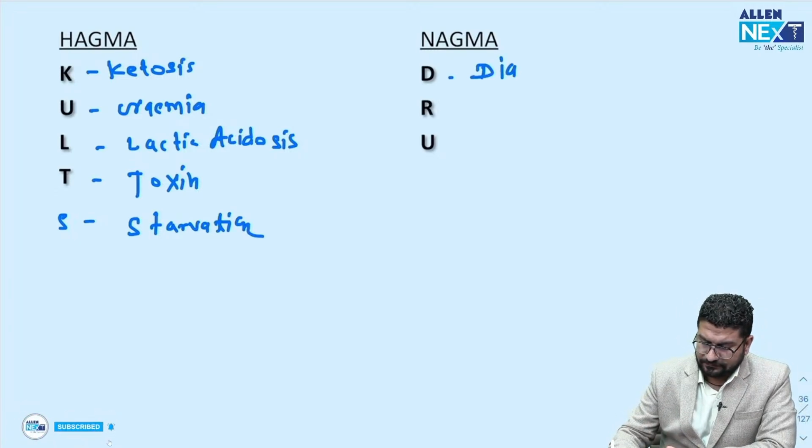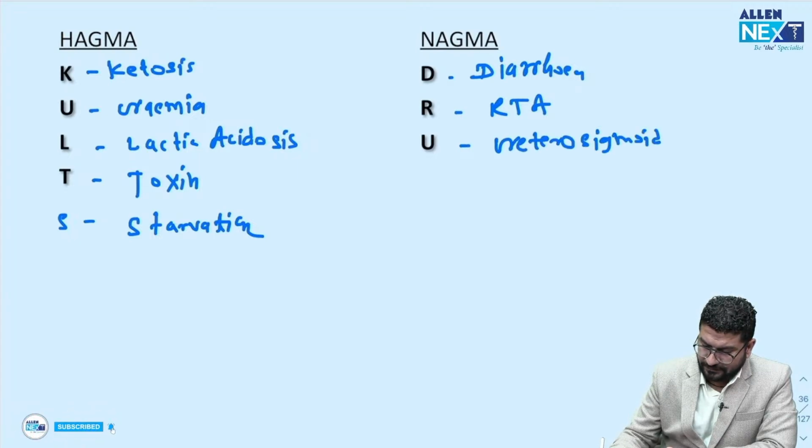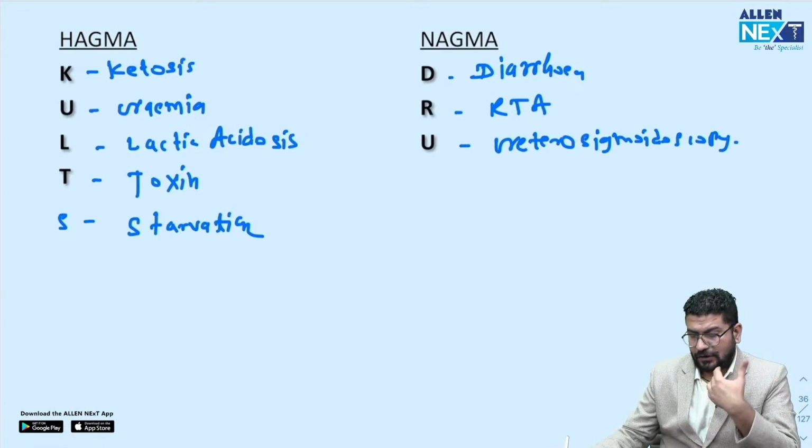Diarrhea, renal tubular acidosis, and ureterosigmoidostomy. So these are the causes of normal anion gap.